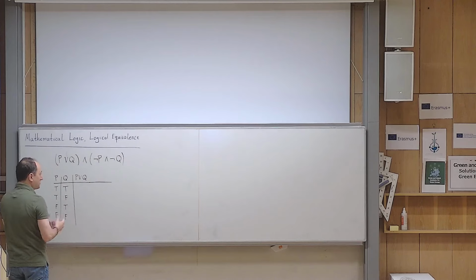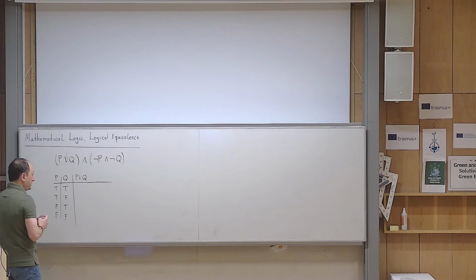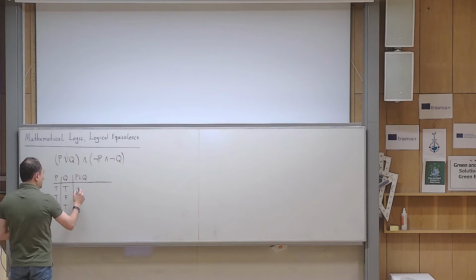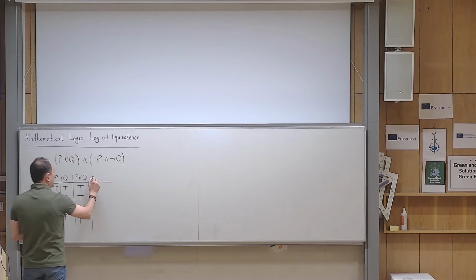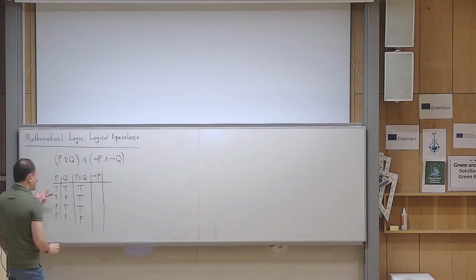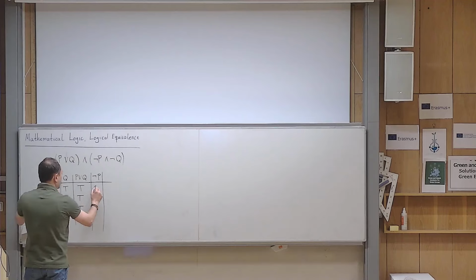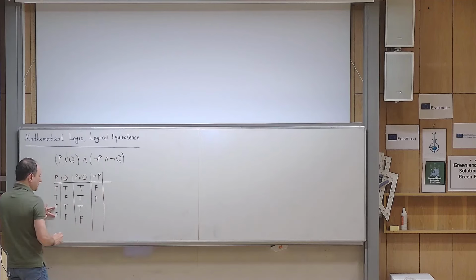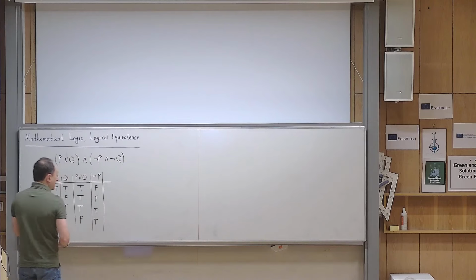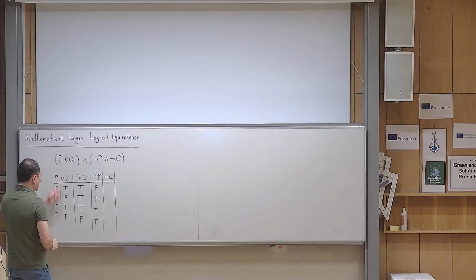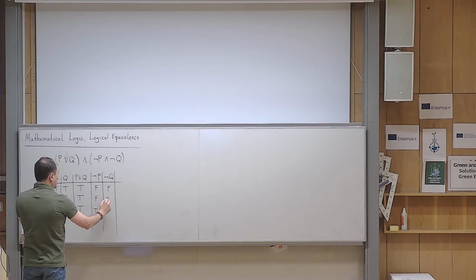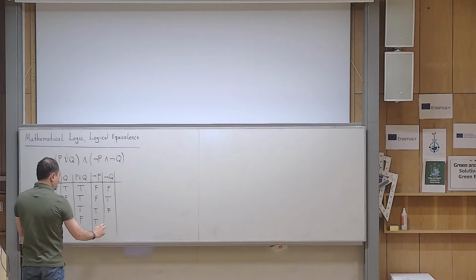Yes, I hope that you have it in your memory by now. Of course, this is logic. You don't really, in principle, need to memorize anything, but it's good to have it. So T or T is T. T or F is T. F or T is also T, but F or F is F. So the next stage is I need not P. So not P is exactly the opposite of P. So we have 2 T's here, so it starts with 2 F's, and when you have 2 F's, it will go with 2 T's. And then I also have not Q. This is opposite to this one. So T becomes F, F becomes T, T becomes F, F becomes T.